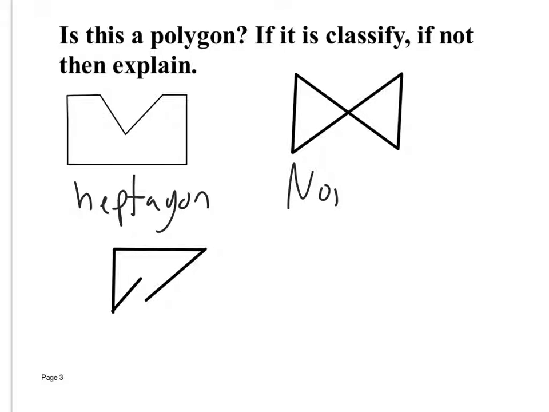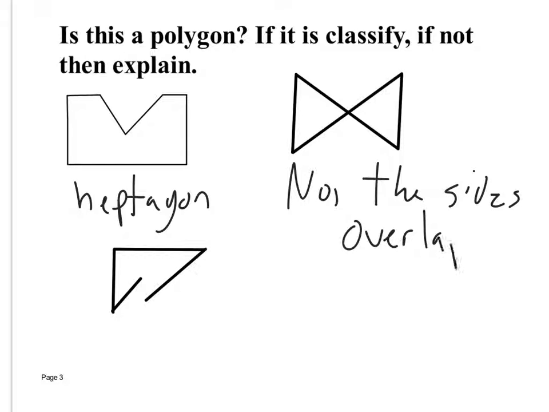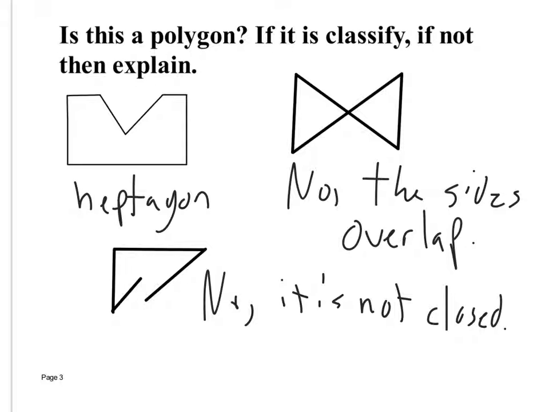You have to explain. Read the directions. It says explain. It's because the sides overlap. The line segments only intersect at one point. They don't intersect twice. So here the sides overlap. What about this next figure? Is this a polygon? No. Why? It's not closed. The definition is a simple closed figure, and it is not closed. Good.